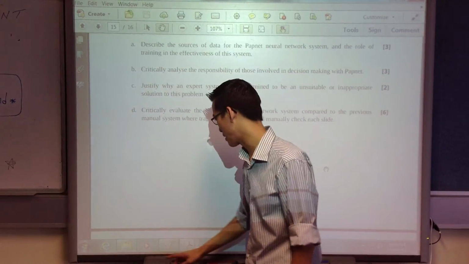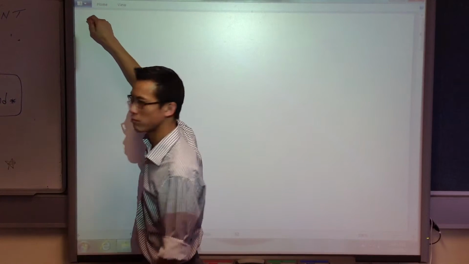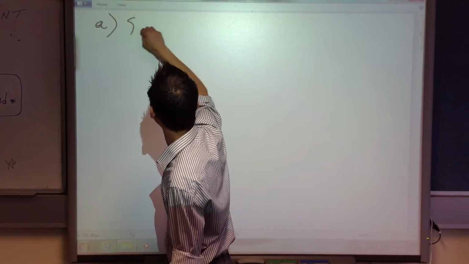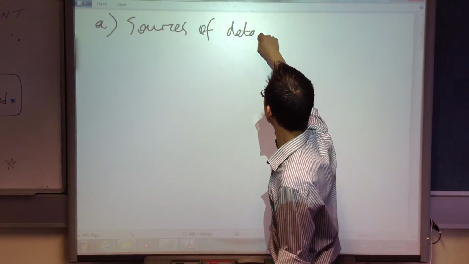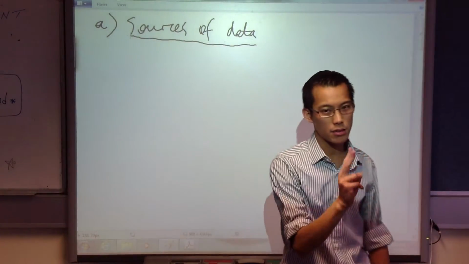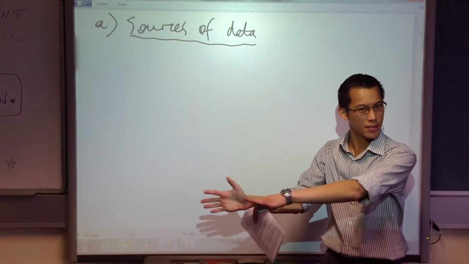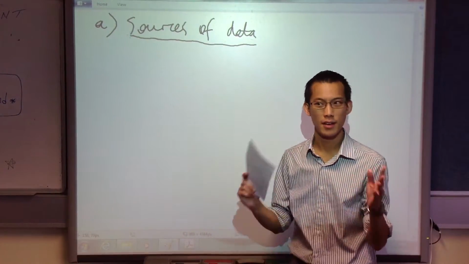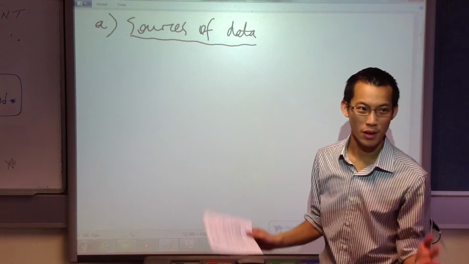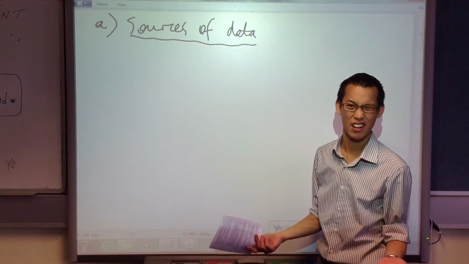Okay, so let's try and break that down. So this is part A. Sources of data. Now, there are 2 main sources of data that we need to supply to this neural network to train it, to get it to understand and be able to recognize these patterns. Someone help me out. You guys did quite well on this, right? What are the 2 sources of data? Or 2 pieces of data, I guess.